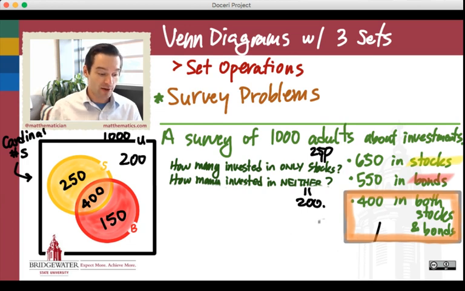So we used the intersection symbol to talk about this 400. It was the intersection of S and B. We also used an intersection and a complement to express the notation for this 250 and 150. The only stocks and only bonds group was also an intersection. It was an intersection of S with the complement of B, right? So this is S but not B, and then conversely for this one.